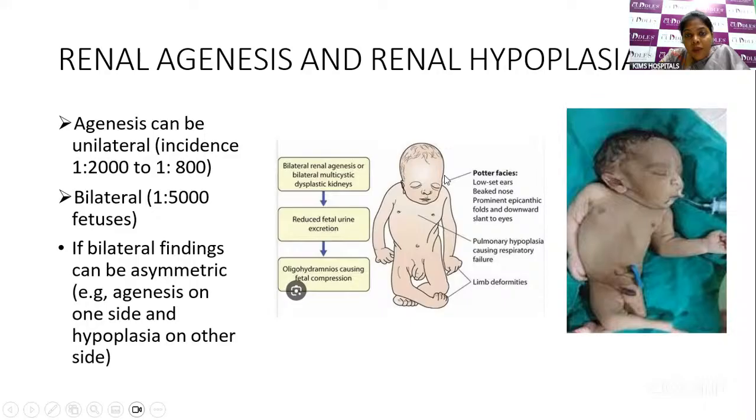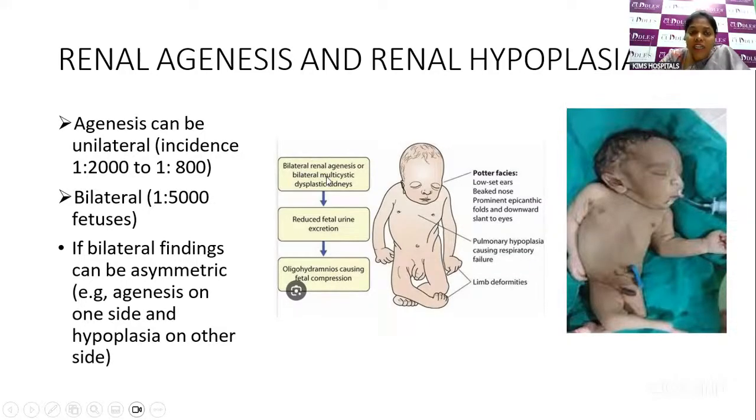Potter's sequelae, low-set ears, beaked nose, prominent epicanthic fold and downward slant of the eyes, pulmonary hypoplasia causing respiratory failure, limb abnormalities, and the skin abnormalities also.